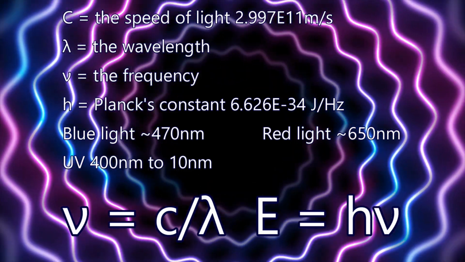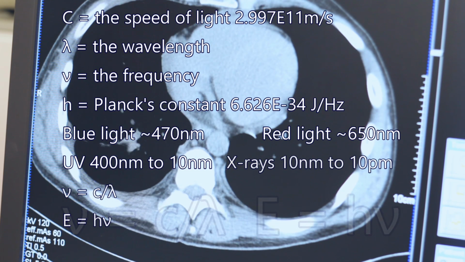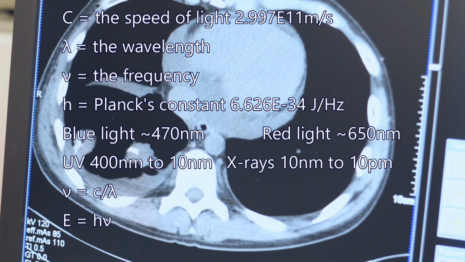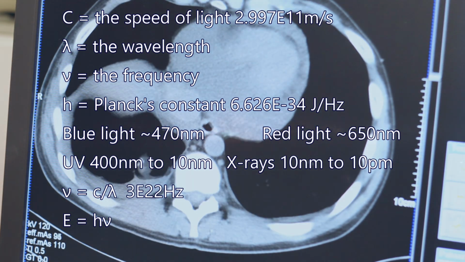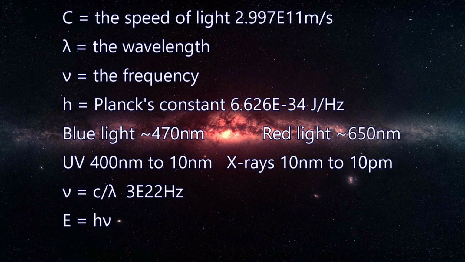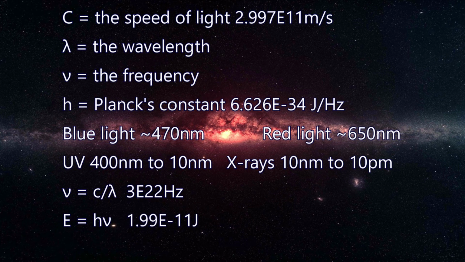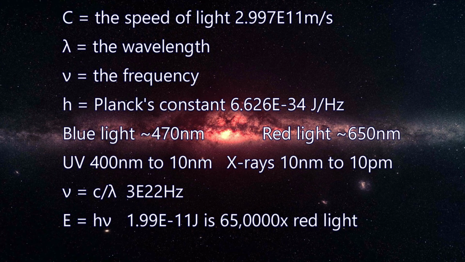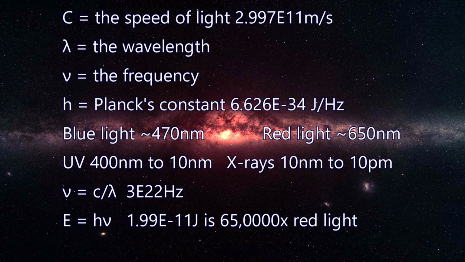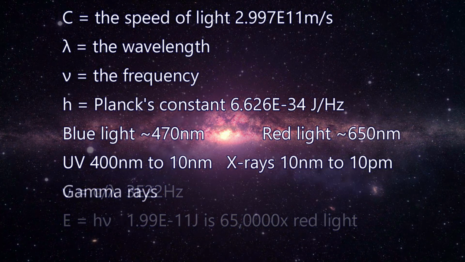Above ultraviolet light, we get X-rays, with a wavelength of 10 nanometers to 10 picometers. The frequency of a 10 picometer photon would be 3 times 10 to the 22nd hertz. The energy would be 1.99 times 10 to the minus 11 joules, and this is 65,000 times more powerful than our red light photon. The highest frequency light that we have a name for is called a gamma ray photon.